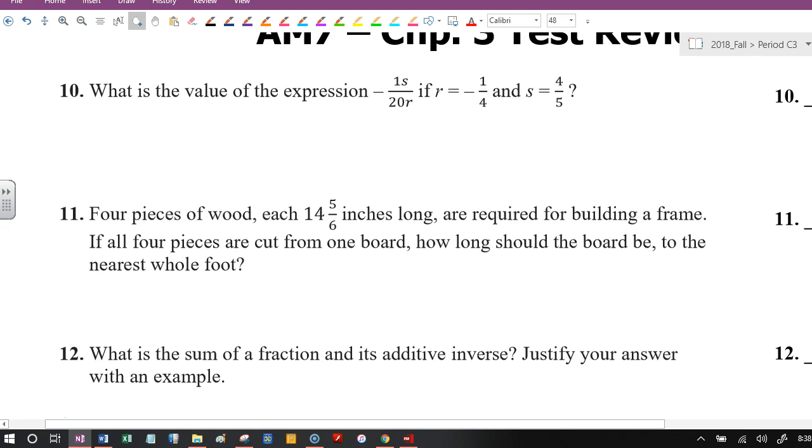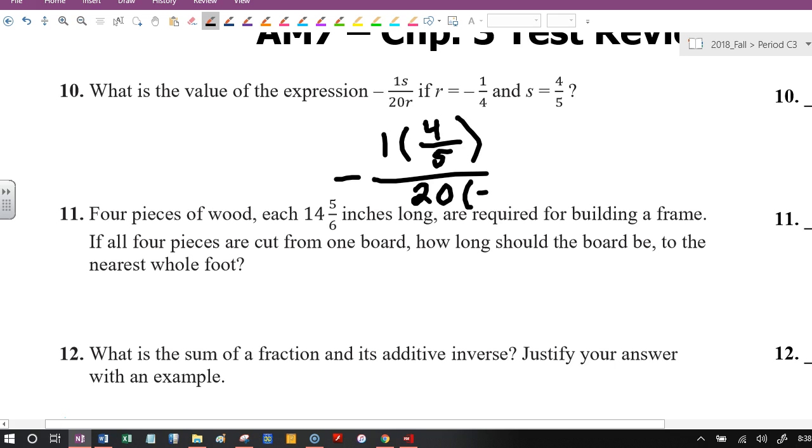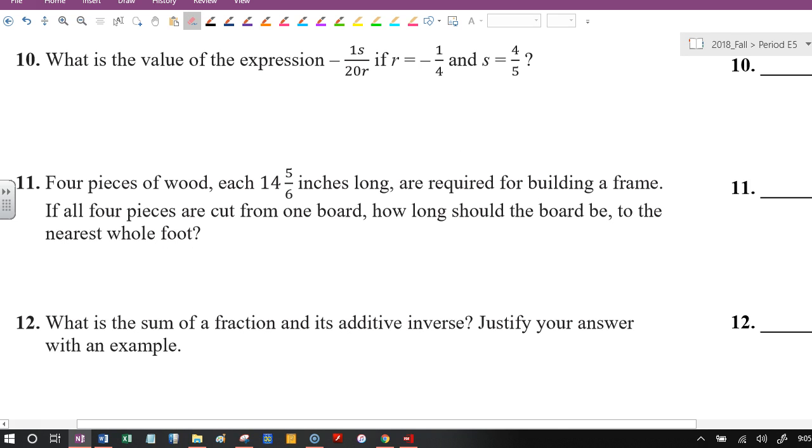So number 10, right? Okay, number 10. What is the value? Okay, so when you're doing this, guys, I want you to make sure you write everything with parentheses. Don't take a shortcut, all right? So we have a negative, and then 20 times r is negative 1/4. Oh yeah, bell is ringing, huh? Which stands for I don't care what my code name is. All right, what color, sir? Blue. Well, apparently you cared about that.